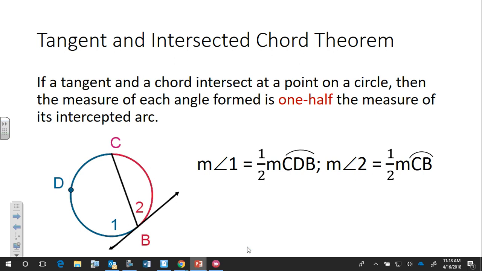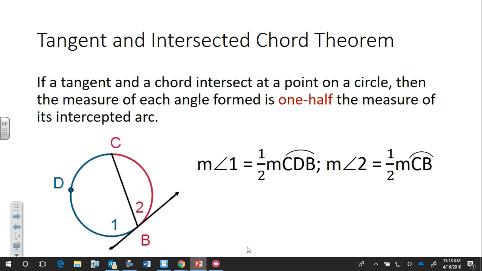So if we have a tangent to a circle, and it is creating an angle with a chord that intersects at that point of tangency, it turns out that the angle is half of the intercepted arc. So angle 1 is half of this major arc CBD, and angle 2 is half of this minor arc CD.